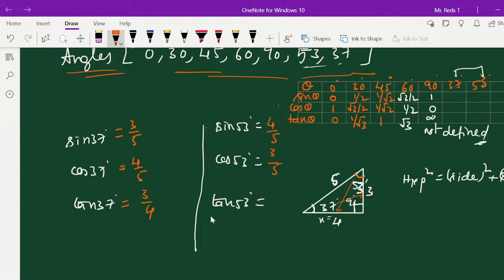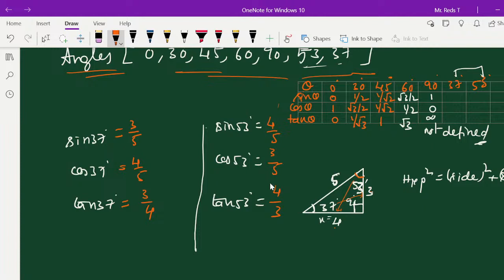Then tan 37 is 3 by 4. Here tan 53 is opposite side by adjacent side, 4 by 3. For 53, 4 is the opposite side, so 4 by 3. So this is how you can remember these standard angles, the 37 and 53 values of different trigonometric ratios.